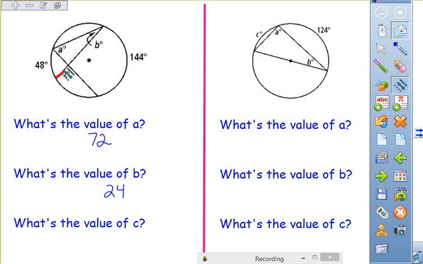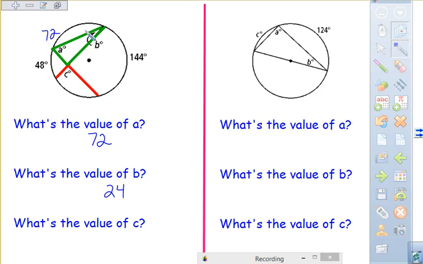Then C is this angle. Here's what I'm noticing. There's this green triangle in here. We've already figured out that A is 72 and that B is 24. Well, by triangle sum, we can get the measure of this angle, and then the relationship with that angle and C is that they are vertical, so they would be congruent. So doing 180 minus 24 minus 72 gives me 84.